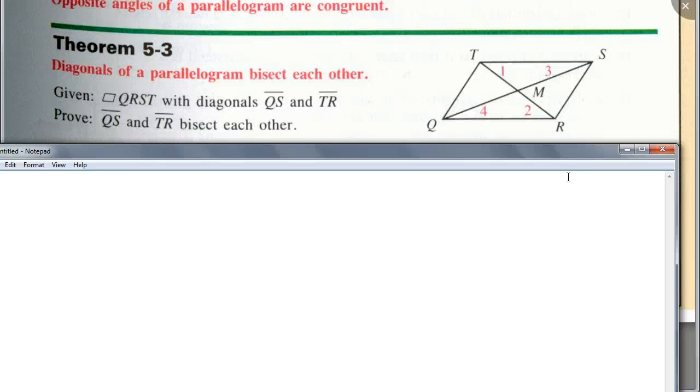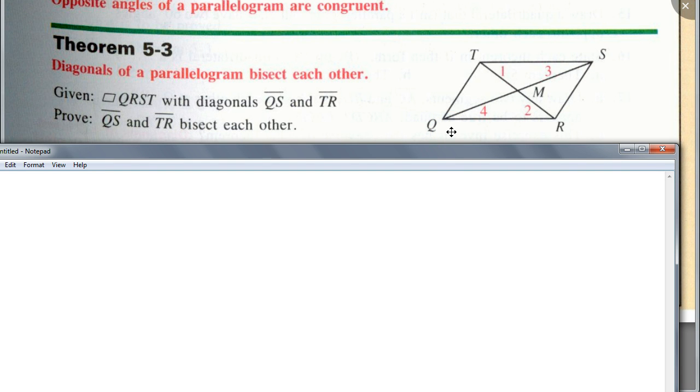Because those are the alternate interior angles, right? Because we have 2 parallel lines cut by a transversal. Don't we know that we have a parallelogram, class? So we know that TS is parallel to QR and TR is your transversal. Can we do the same for QS? So angle 3 and 4 are congruent because if 2 parallel lines are cut by a transversal, then the alternate interior angles are congruent. Okay, good.